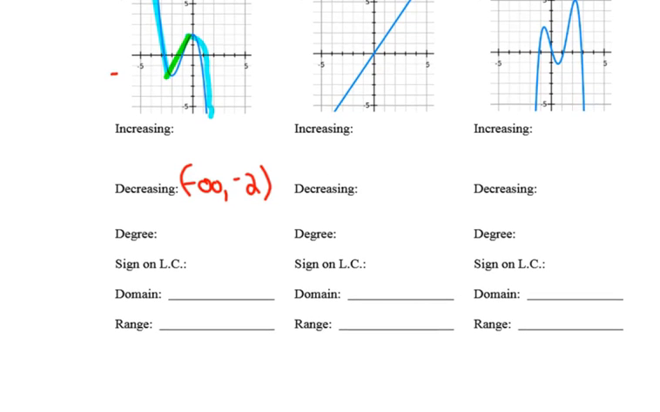Okay. So where does it start increasing then? What X value? Negative 2 to 0. And then where does it start decreasing again? 0 to positive infinity. Very good. Everybody okay with that? And remember, how do we connect these two intervals? What do we do? The union, right?